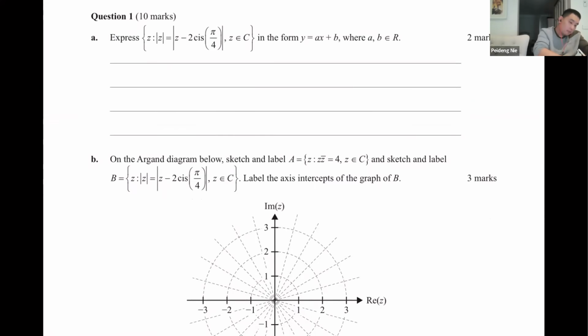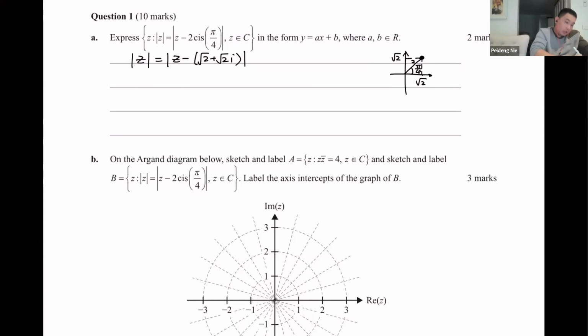So what I'm writing here is, okay, |z| = |z - 2cis(pi/4)|, and I would say 2cis(pi/4) is root 2 + root 2i, okay? Because when you just draw a diagram, the length here is 2 and the angle here is pi over 4, which means your horizontal component is root 2, vertical component is root 2, and this is where your complex number will be placed at. All right.